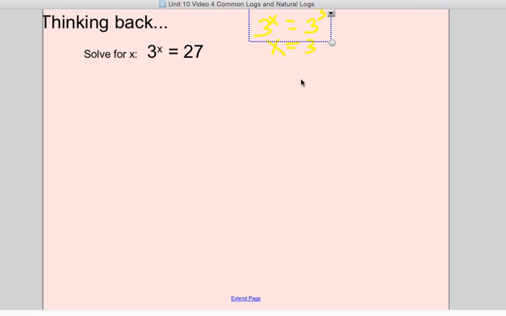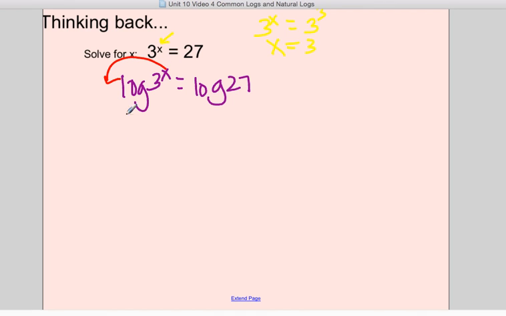So I'm just going to move this over here. Okay, and here's the other way we can solve it. If you ever have a variable in the exponent, what you want to do is use a log to get it out of the exponent. So if you do log on one side, you always have to do it on the other side. And remember, the property is I can take that x and write it in front. So I would have x times log of 3 equals log of 27.